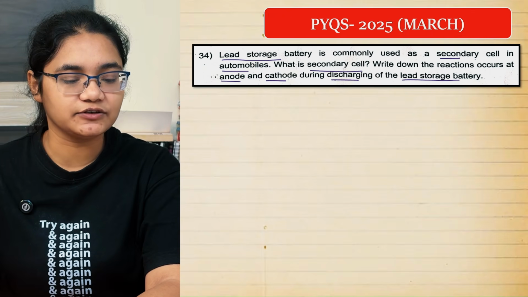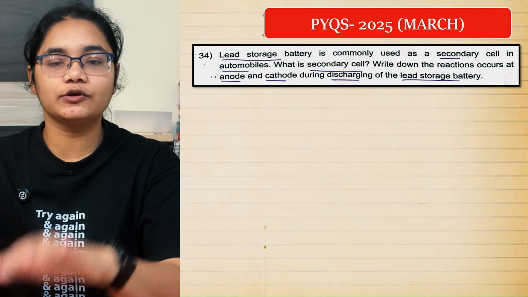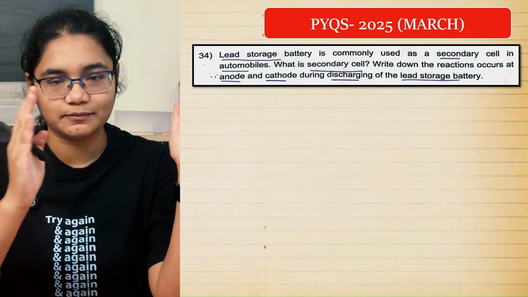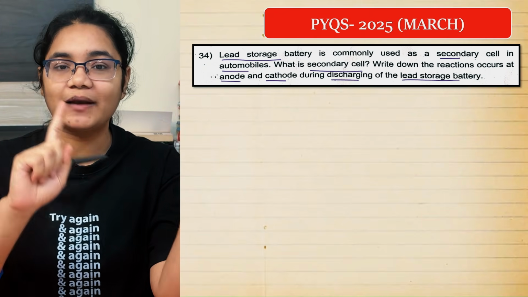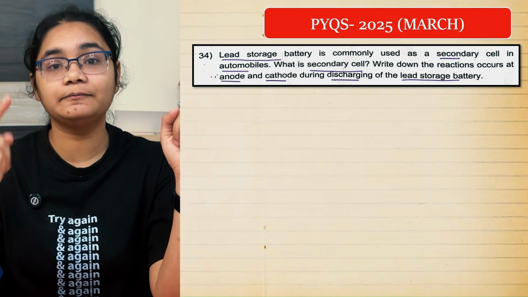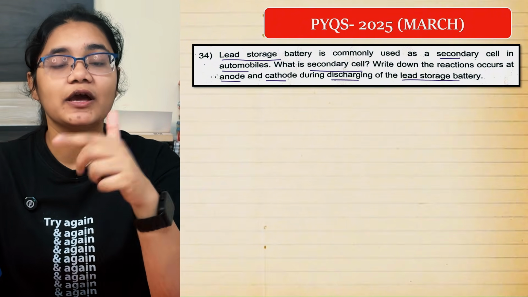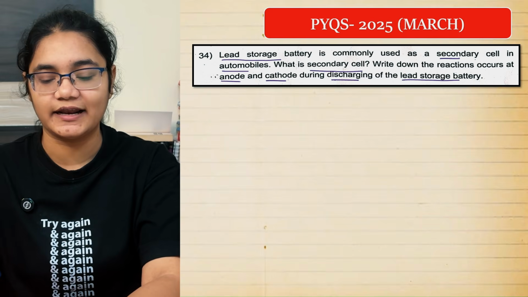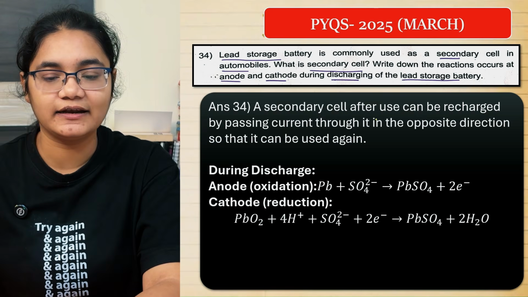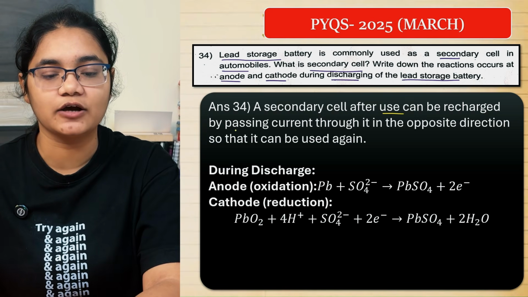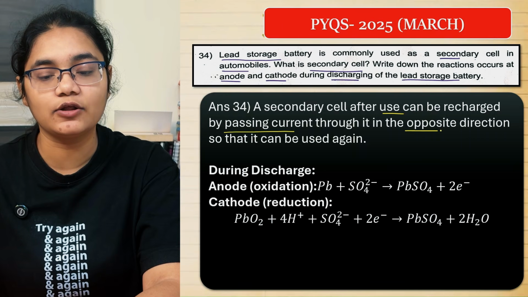So the question is asked, first of all, what is a secondary cell? Batteries are divided into two types, primary batteries and secondary batteries. Primary batteries are those which cannot be used again, whereas secondary batteries can be reused by passing current in the opposite direction. So that is what you have to write. A secondary cell after use can be recharged by passing current through it in the opposite direction.